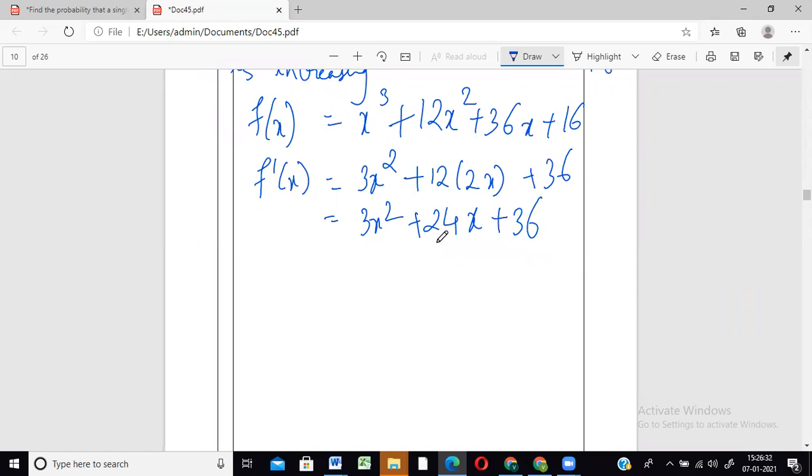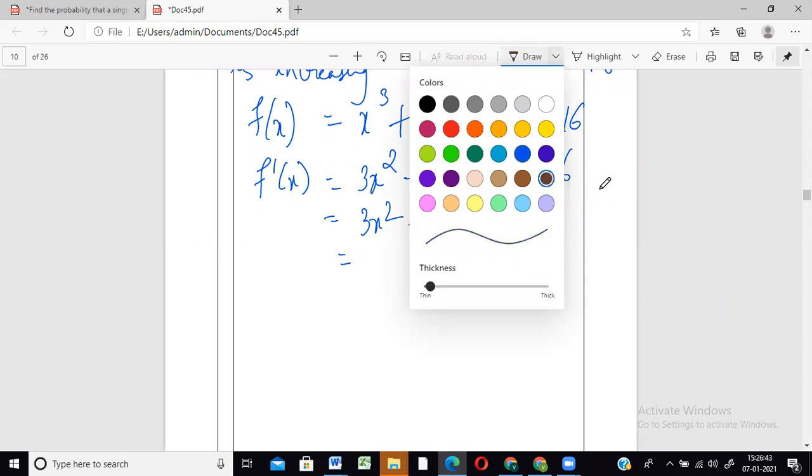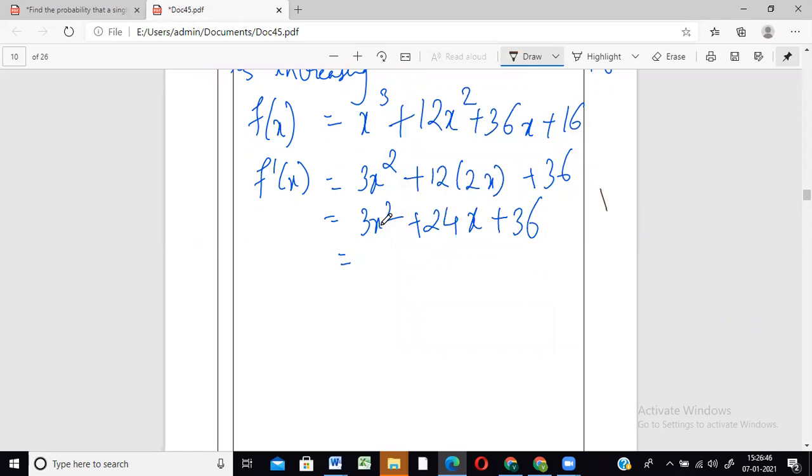From here, we can clearly see that 3 is common. Three is common. So what do we get? x square plus 8x plus 12. Correct? So this is what remains. Now, we have to break this. This is clearly a quadratic and we can easily find out factors of this equation, x squared plus 8x plus 12. So when we break this, you can break it like this properly.